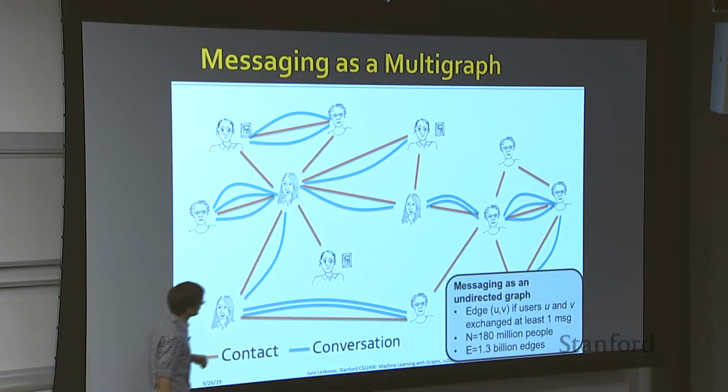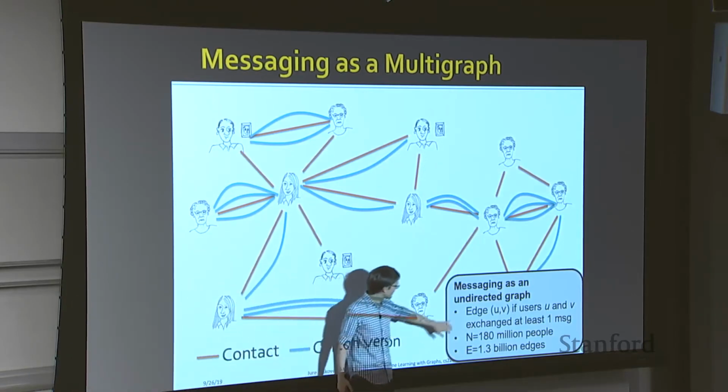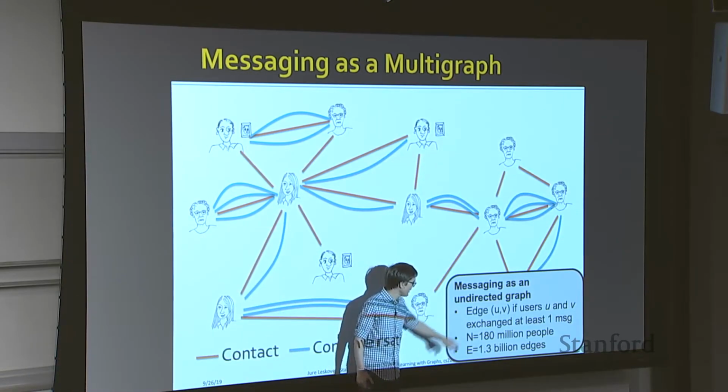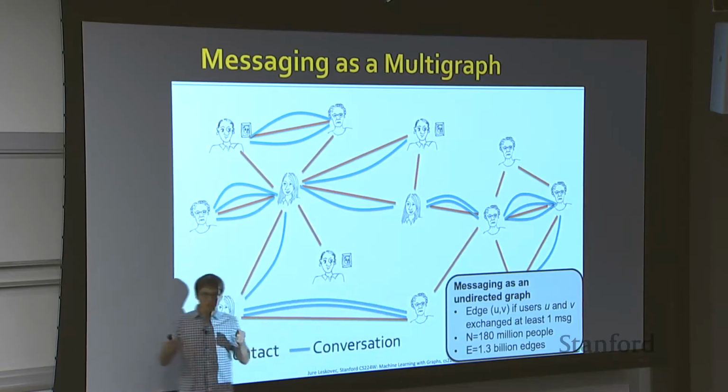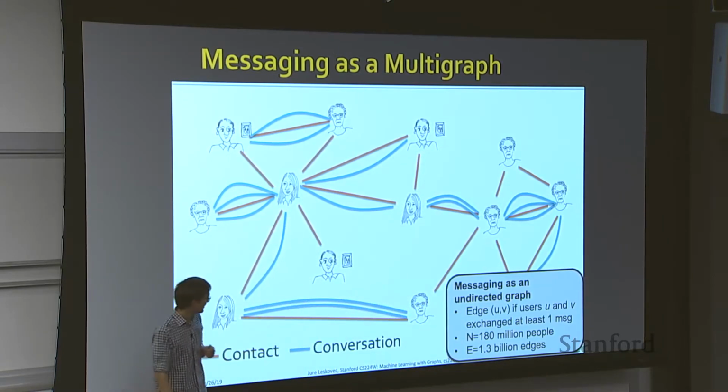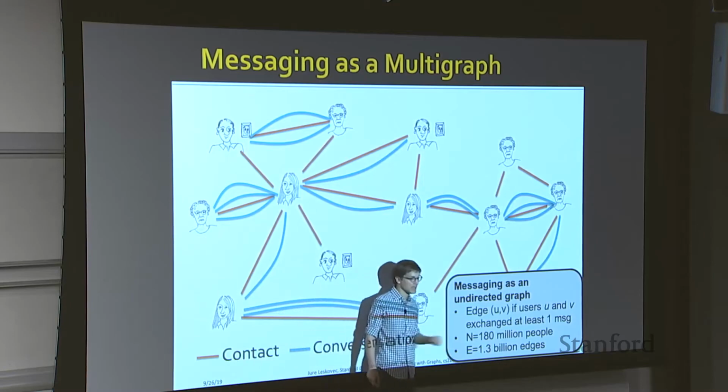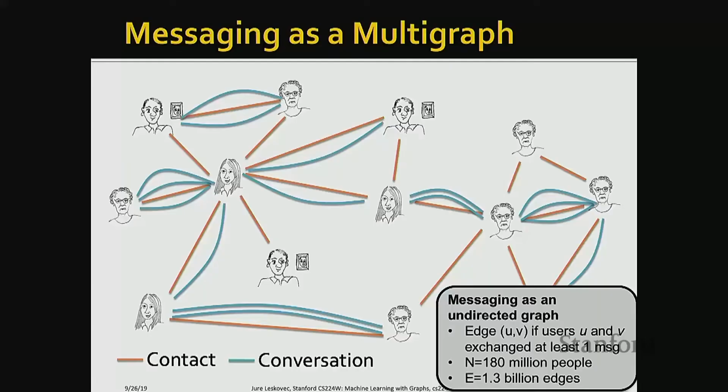And what we decided to do is to create an edge between users if they exchanged at least 1 message in this 1 month period. And that gave us this 1.3 billion edges. So for example, in our graph there would be no edge here, because these two people are in contact but did not exchange messages. So there is no edge, but there are edges wherever there is at least one blue line.